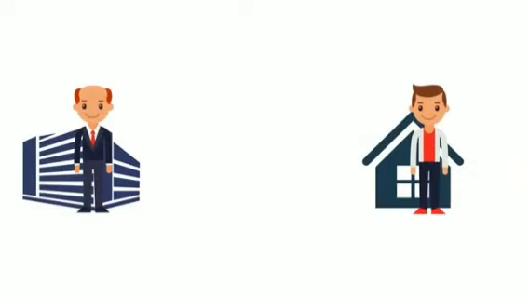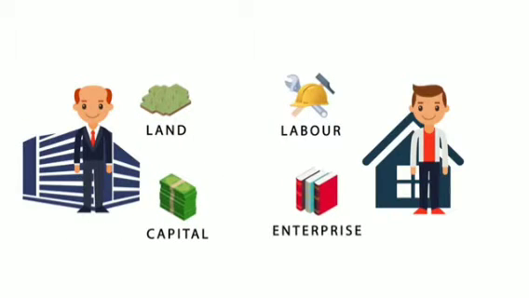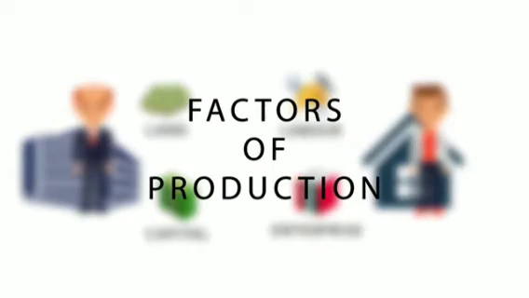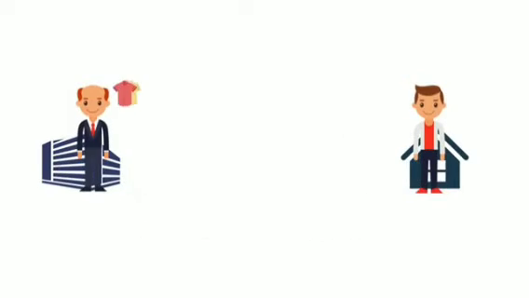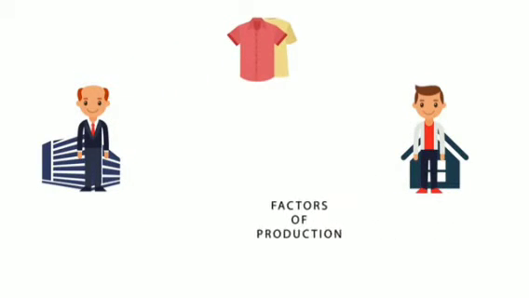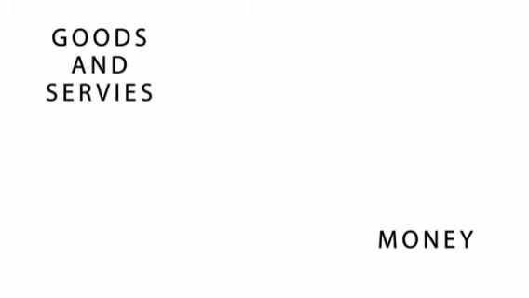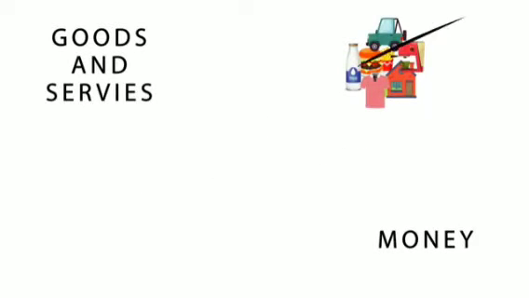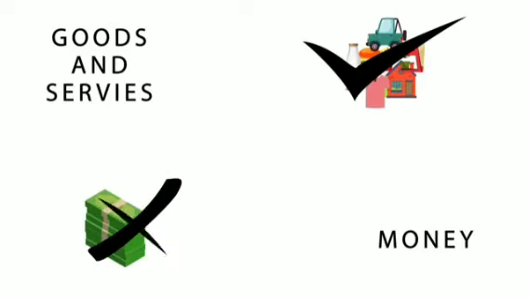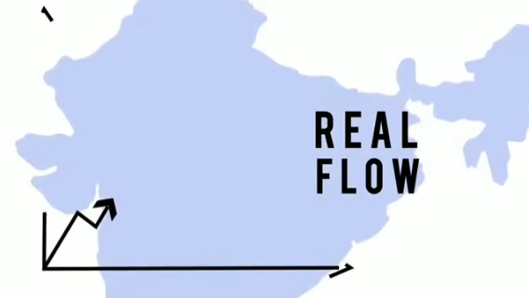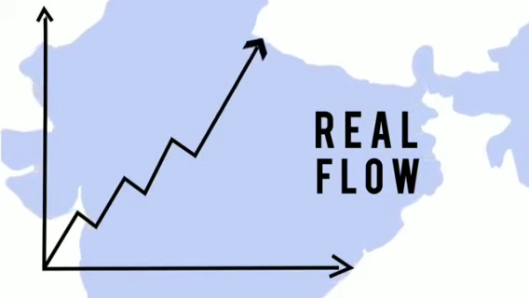The inputs offered by the households, which are land, labor, capital and enterprise, are categorized as factors of production. Here the product produced by the firm for household consumption, as well as the factor inputs or the factor services provided by the households, is termed as real flow, or physical flow, as there is only exchange of goods and services taking place without exchange of money. The real flow determines the magnitude of growth process in an economy.